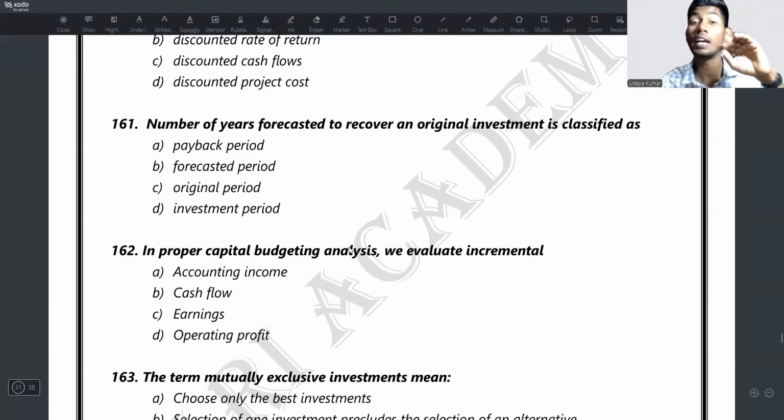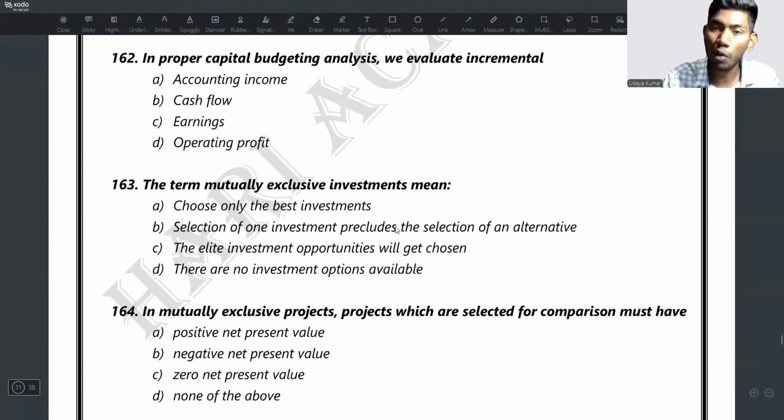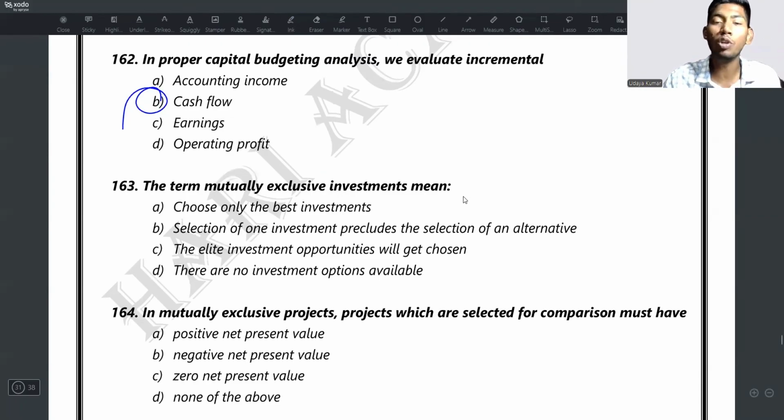So question 161, number of years forecasted to recover an original investment is classified as payback period or forecasted period. So obviously it's a payback period. So in proper capital budgeting analysis, we evaluate incremental what? Incremental cash flows. So moving to question 163, the term mutually exclusive investments mean.